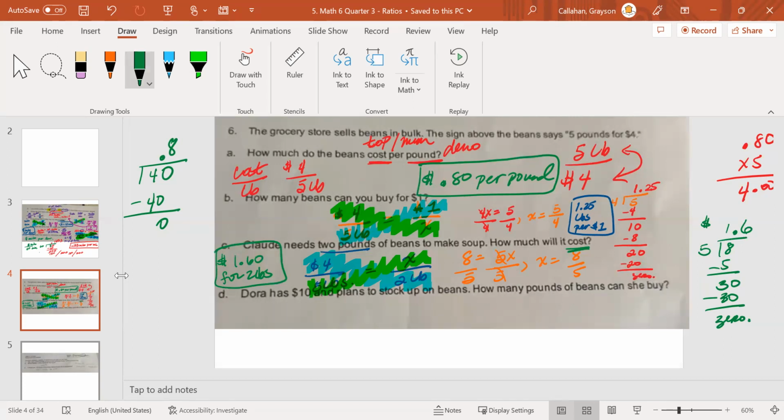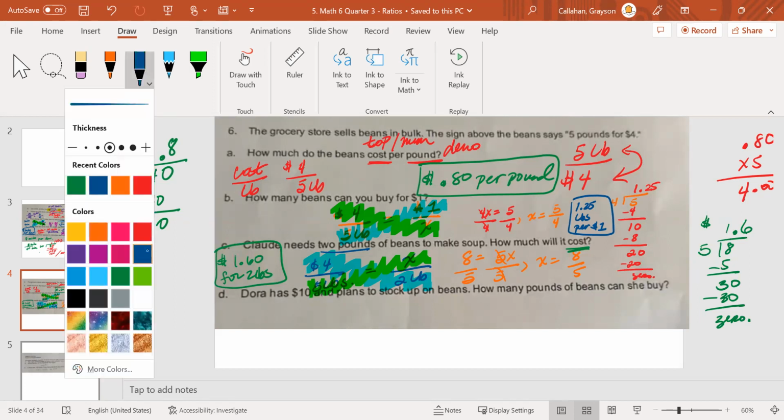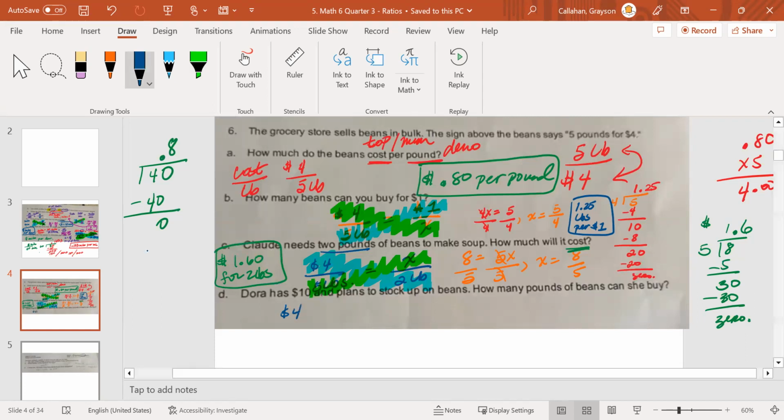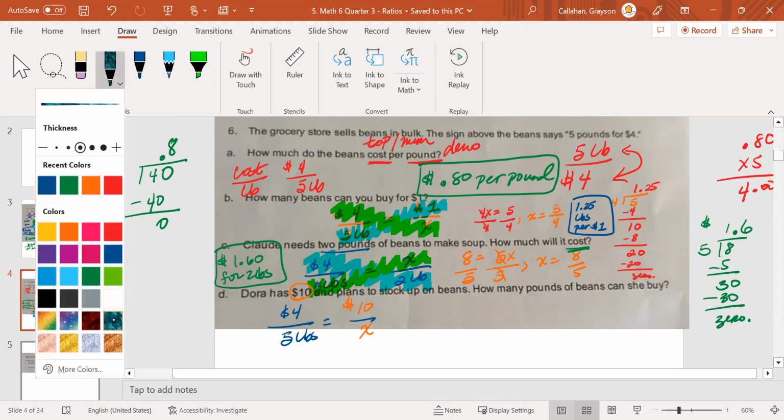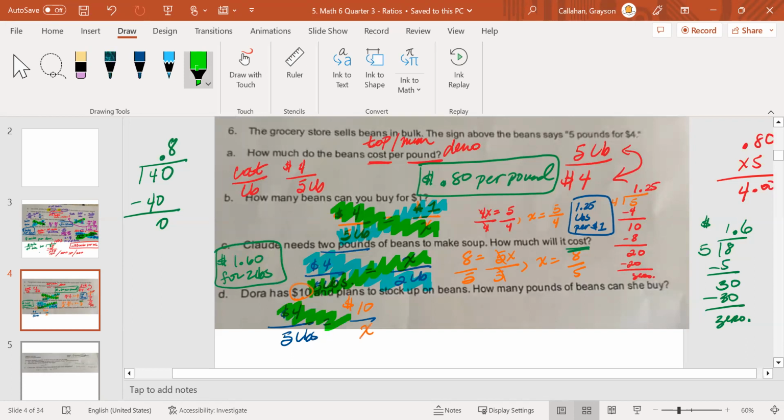Okay, D. Dora has $10 and plans to stock up on beans. How many pounds of beans can she buy? So once again, you go back to your fraction, $4 for 5 pounds, right? It's given to you that she has $10. You put the 10 on top. Where does the X go? In the denominator, right? Now you're going to cross multiply.